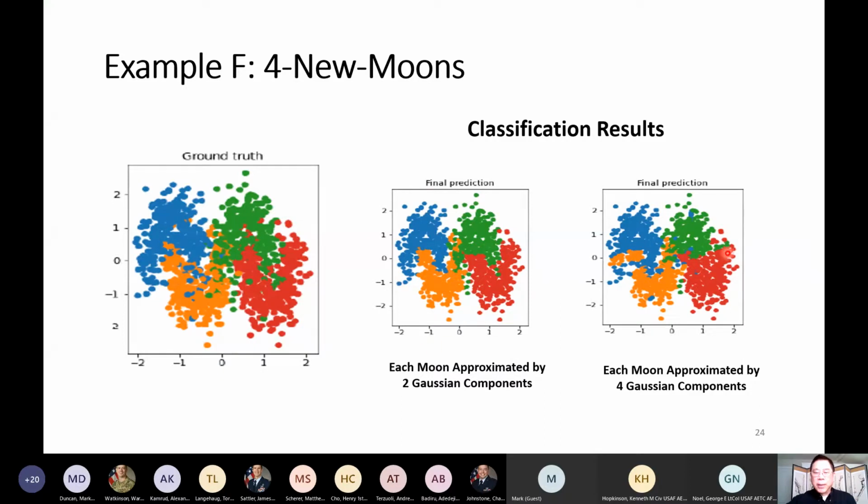It's very good. But if you try to give each moon 4 Gaussian blobs, once we do the design, it becomes messier. So it's not that more Gaussian blobs will give you a better result. Sometimes you get unnecessary complexity that confuses the final result. So in this case, for the new moon case, 2 Gaussian blobs per class, per new moon, is actually better.